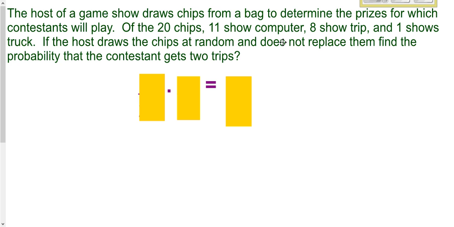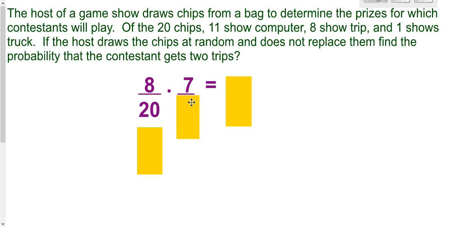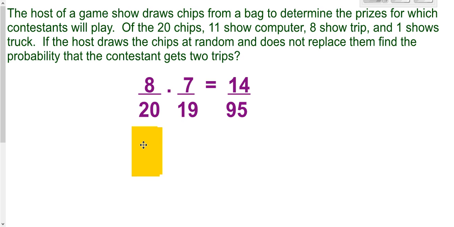Kind of the same situation here. It's not being replaced, but we want to get 2 trips. Well, we have 8 trips to choose from out of a total of 20. Once again, it's not being put back. We just selected one trip here, so we have only 7 trips left. One trip was drawn out and left out, so that means we only have 19 items to choose from. So then we multiply across.